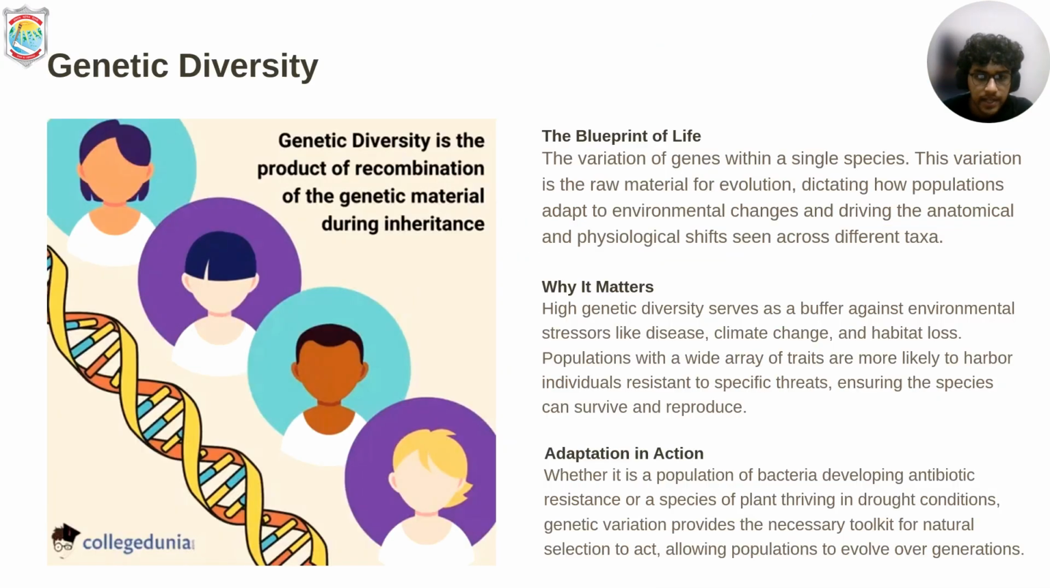Now let us break diversity down into three main components. Starting with genetic diversity, this is the blueprint of life. It refers to the variation of genes within a single species, which serves as the raw material for evolution. This variation dictates how populations adapt to environmental changes and drives the anatomical and physiological shifts we observe across different taxa. Why does this even matter, you may ask?